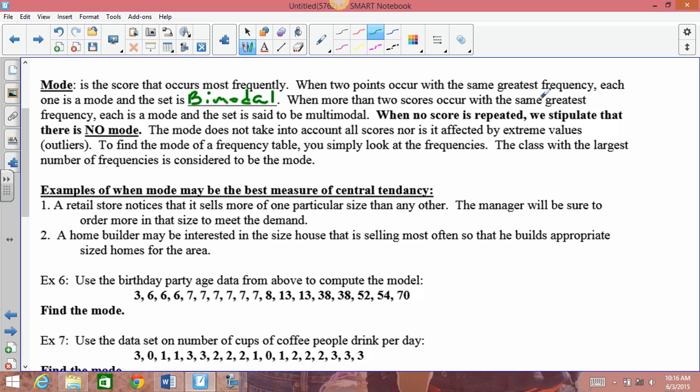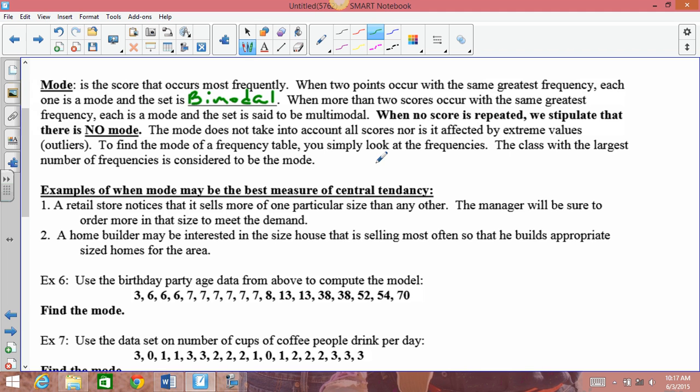When two or more scores occur at the same greatest frequency, each is a mode, and the set is said to be multimodal. Okay. When you don't have a score repeating itself, we say that there is no mode. Don't fall into the trap of saying, oh, well, if nothing repeats itself, then the mode is zero. You can't say the mode is zero, because then you're saying that zero exists as part of your data set. So you need to write actually no mode. Okay. The mode is also not affected by your extreme outliers either.